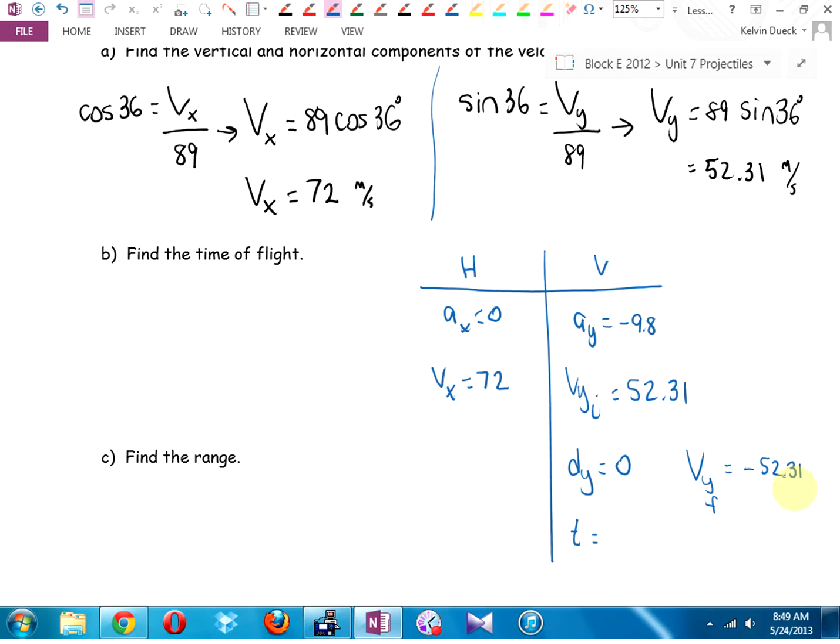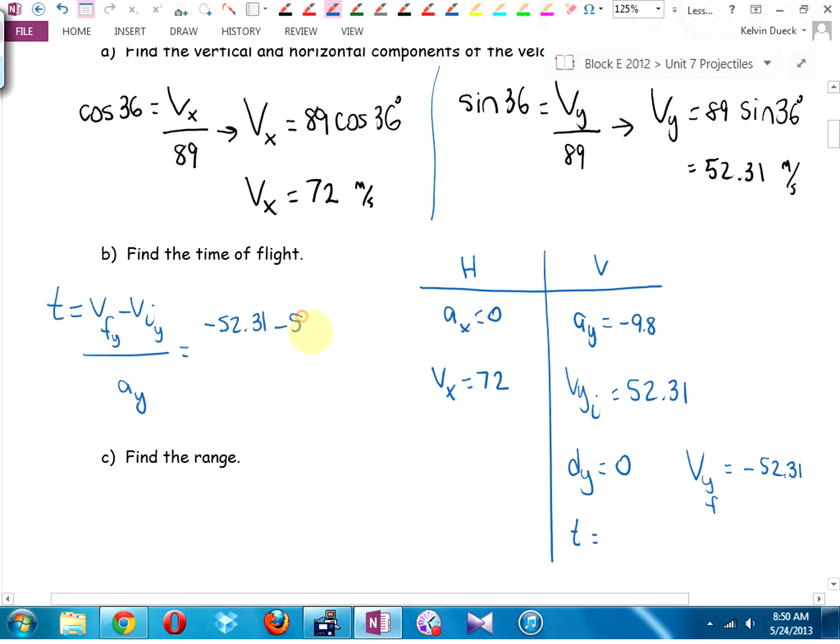But here, yeah, you said, Matt, you're right, but Matt, can you get the T by itself? I think VF minus VI over A, except let's emphasize it's vertical Y, vertical Y, vertical Y. Direction, direction, direction now. And this is really why we always do vectors just before we do projectiles, because it's a good application of vectors. It's going to be negative 52.31 minus 52.31 divided by negative 9.8.